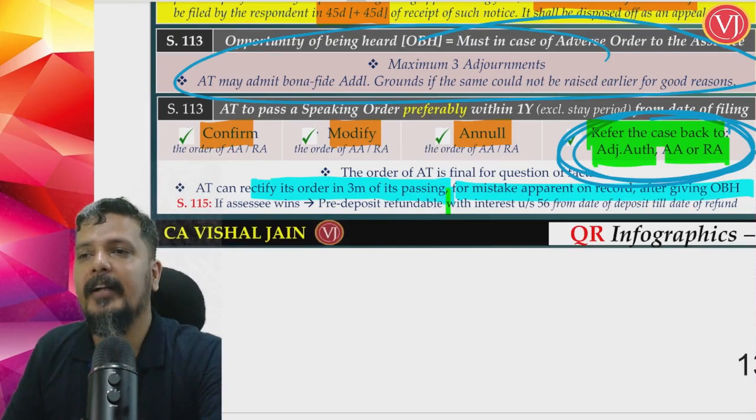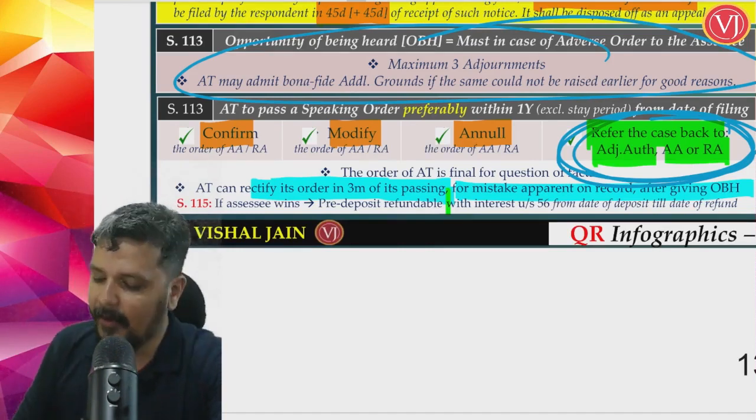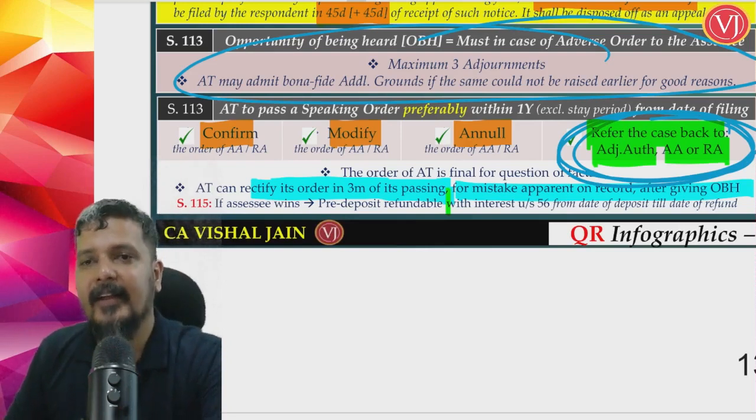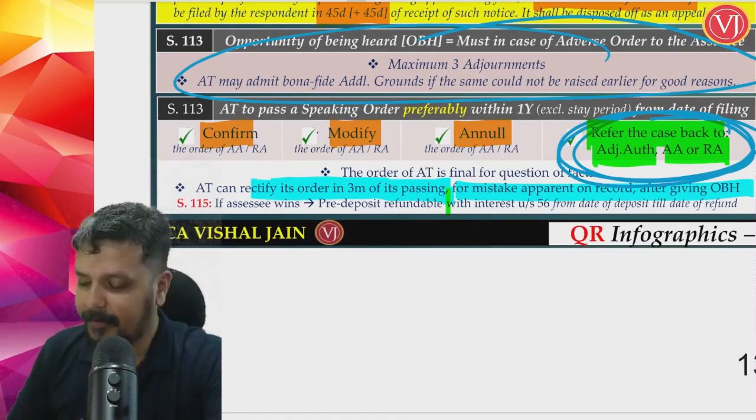This concept of rectification of mistake apparent on records is not there at first appeals. It is there only and only at second appeals. You don't have the concept of rectification of error apparent on the records in the first appeals.